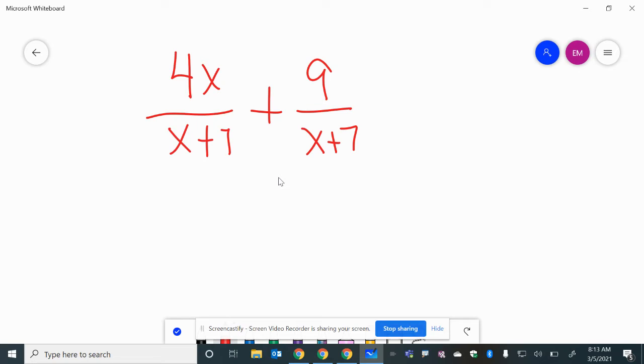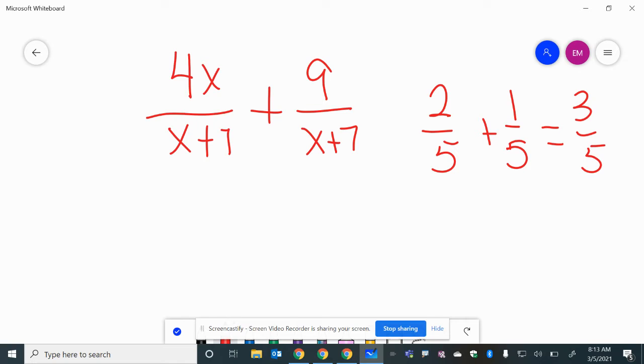Now, I want to refresh your memory. When you're adding fractions, you must have a common denominator before you add. For example, if I gave you 2/5 plus 1/5, the denominators are the same. They're both 5. I just add the numerators and I am done unless I can reduce the fraction. 3/5 does not reduce because there are no common factors. So that would be my final answer.